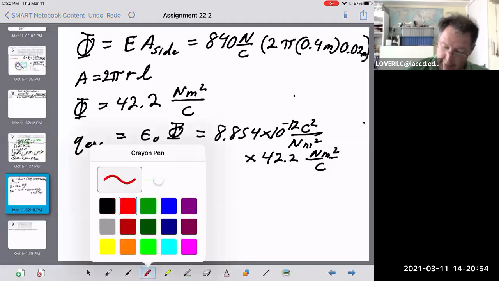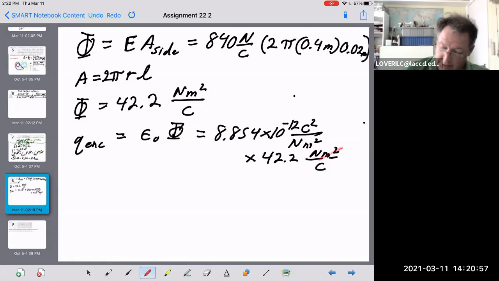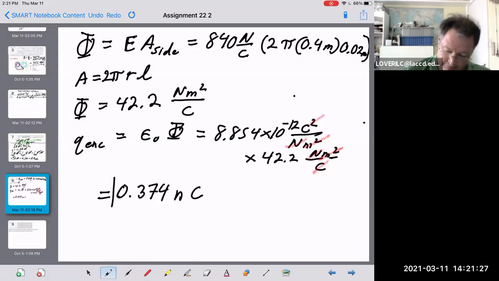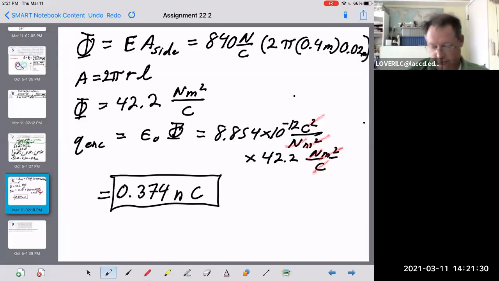Notice the meter squareds cancel, the coulomb cancels, the newtons cancel. We're left with just coulombs. Multiply this times 8.854 E negative 12. Okay, and I get 3.74 times 10 to the negative 10, or 0.374 nanocoulombs.